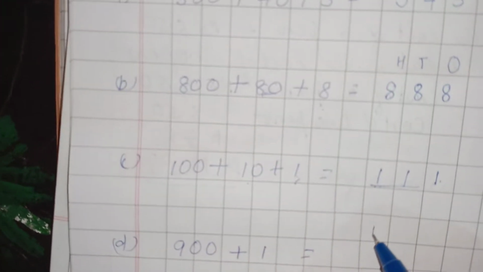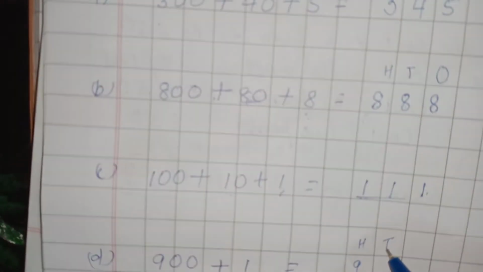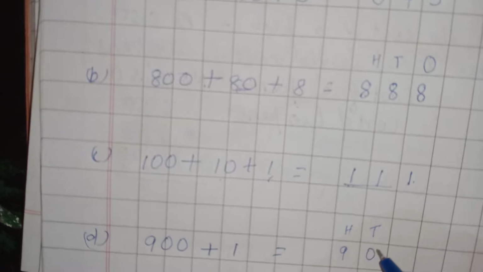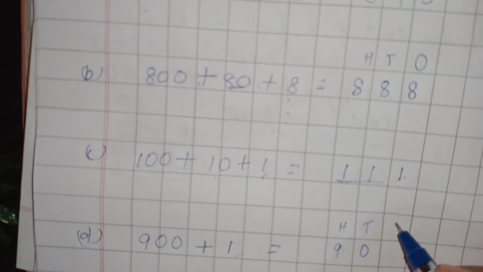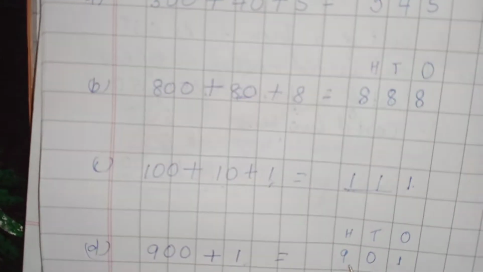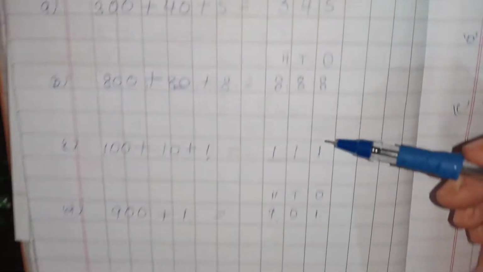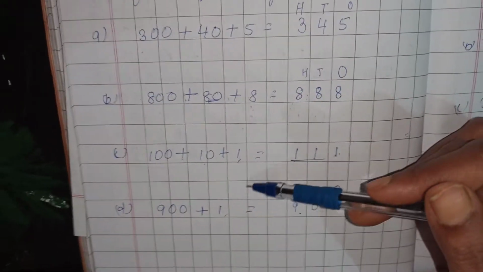Now in the last question, 900 plus 1. 900, in the hundred place, what is this? 9. What is in your tens place? Nothing. So 0. What is in the ones place? That is your 1. So what is this number? 901. Okay. These are the numbers made by the expanded form.